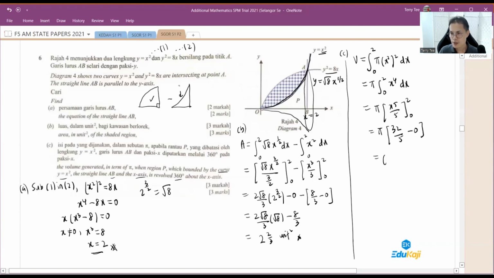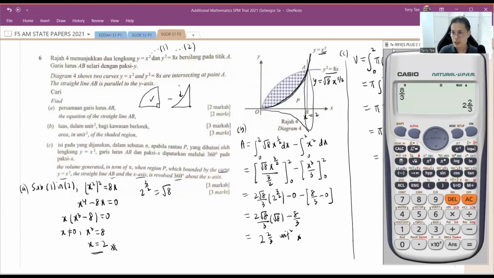32 over 5 is actually 6 2/5. There you go. That's your answer, in unit cube. Normally we leave the answer in terms of pi. But again, you can use your calculator to validate your answer.